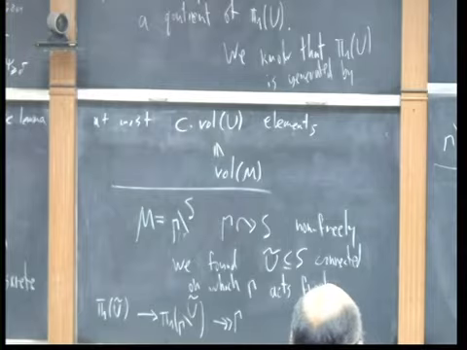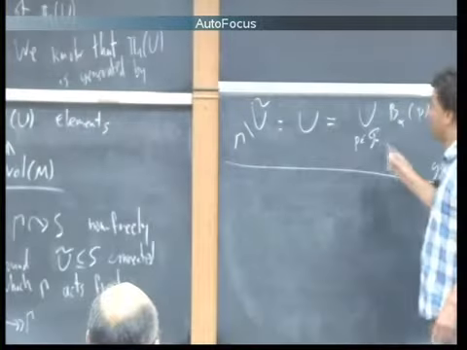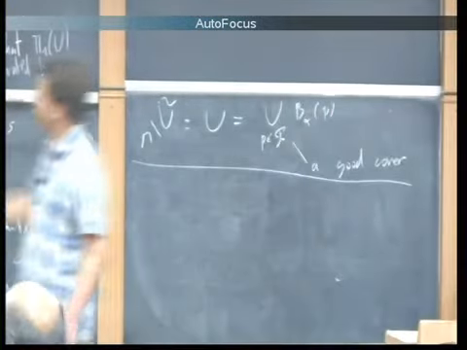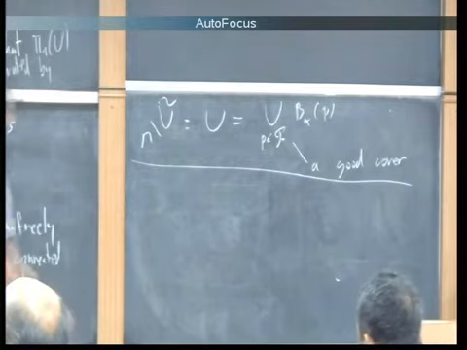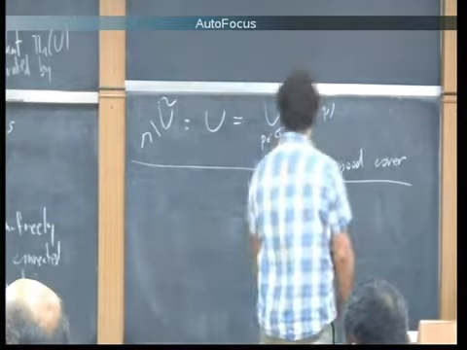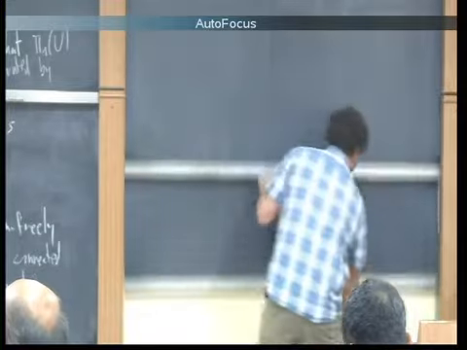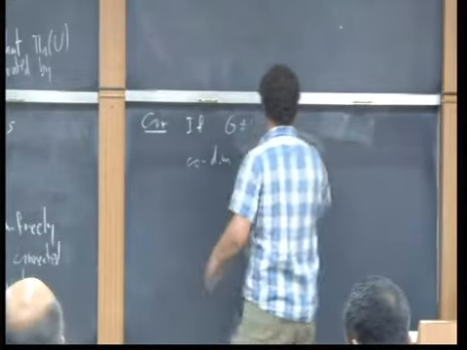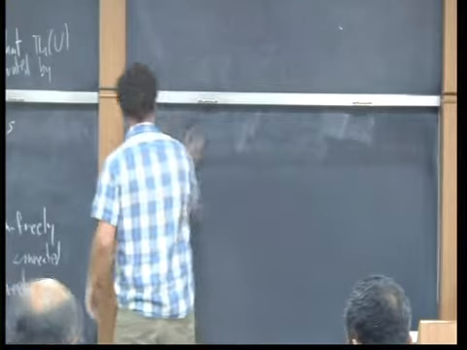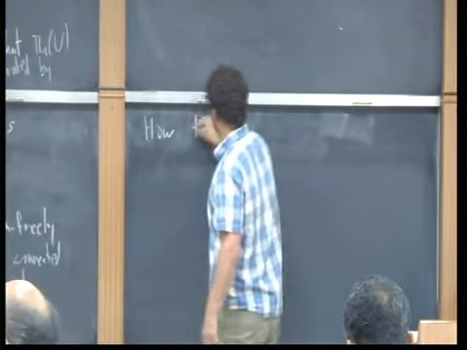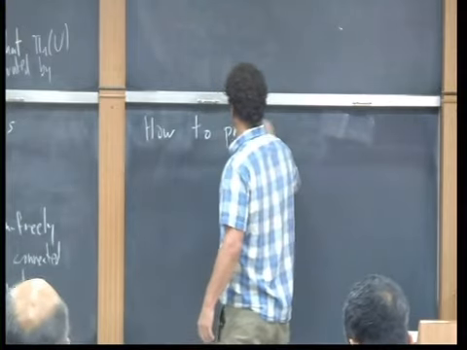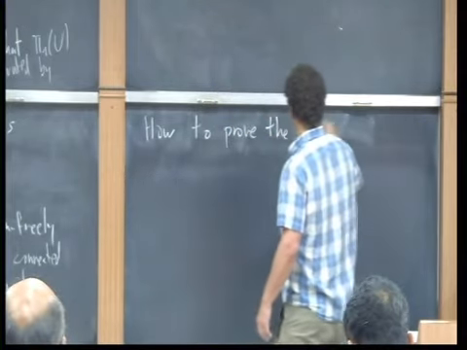And now I'm going to prove the proposition. So I want to show that the gradient is not zero. How are you going to show such a thing? How to prove the proposition? Okay.